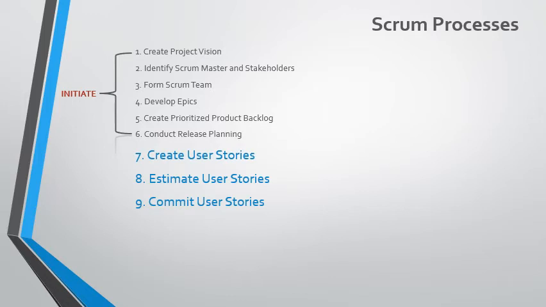So for example, the capacity of the team is 200 points. The top user stories that are estimated, that sum up to 200 points, will be part of the sprint. Prior to the sprint planning, the product owner already sorted out the user stories according to the prioritization. Okay. So next would be identifying the tasks of the user stories.